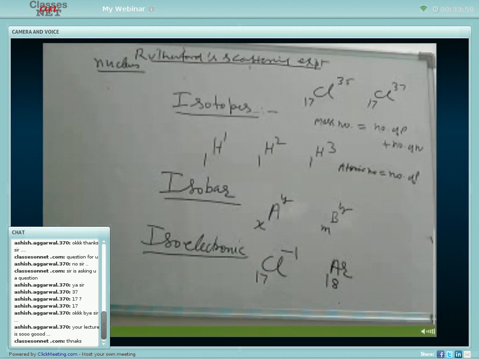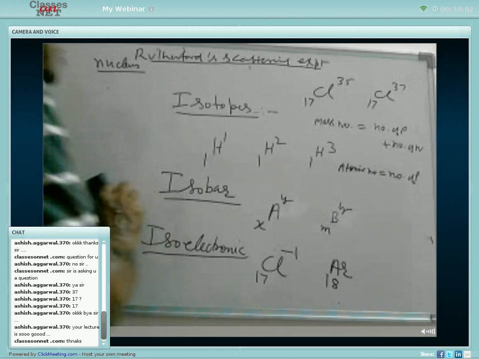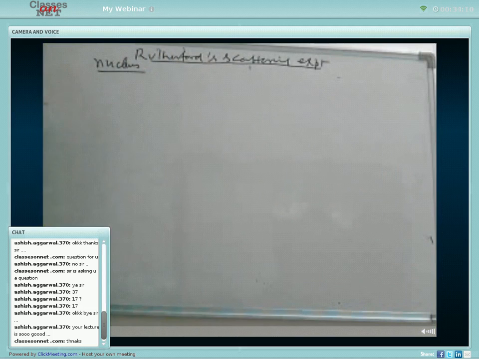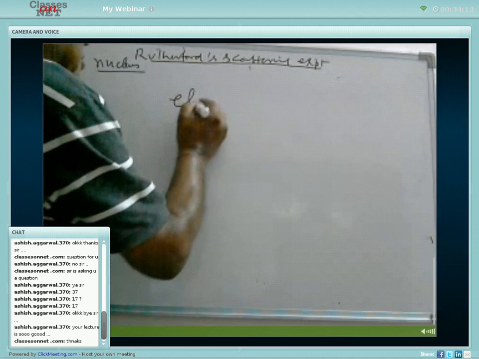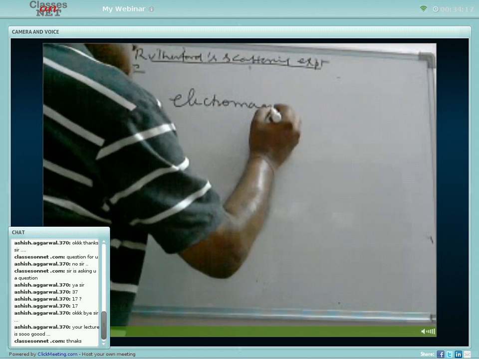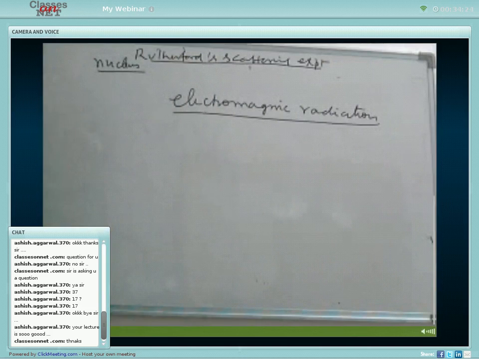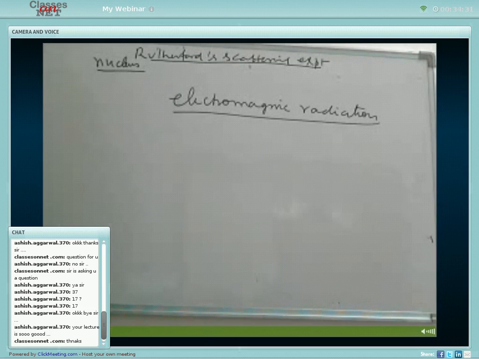Now I come to electromagnetic radiations. The radiations which are associated with electrical and magnetic fields are called electromagnetic radiation. When an electrically charged particle moves under acceleration, electrical and magnetic fields are produced and transmitted. These fields are transmitted in the form of waves. These waves are called electromagnetic radiations.